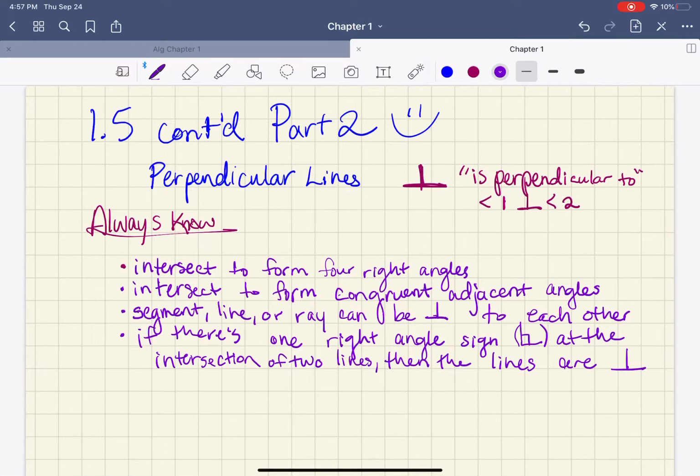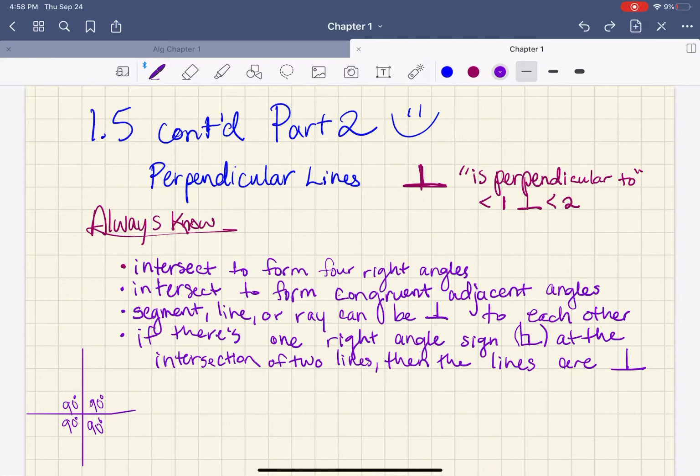Okay, so let's do some visualization here. If you have perpendicular lines, we're saying that these are all going to be 90 degrees. It forms 4 right angles. This is because 90 plus 90 is 180, and 180 plus 180 is 360, which is a circle, and that's our total degrees. 360 is the total number of degrees. So 90 degrees all the way around.